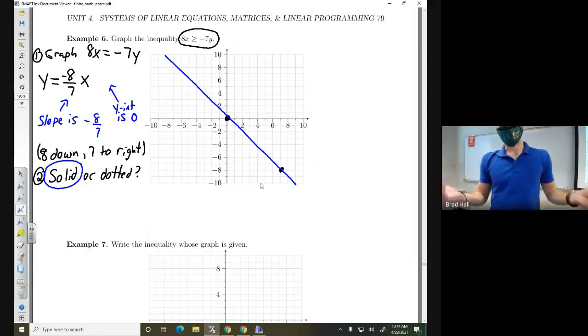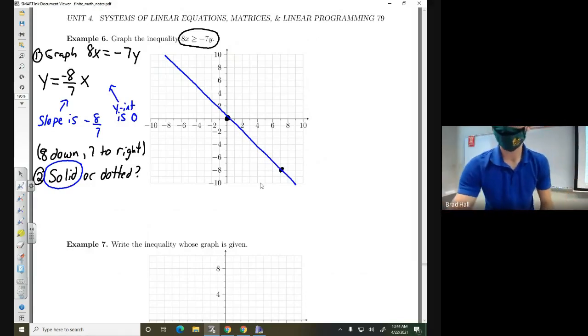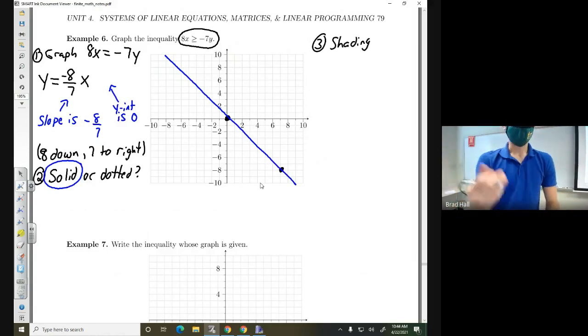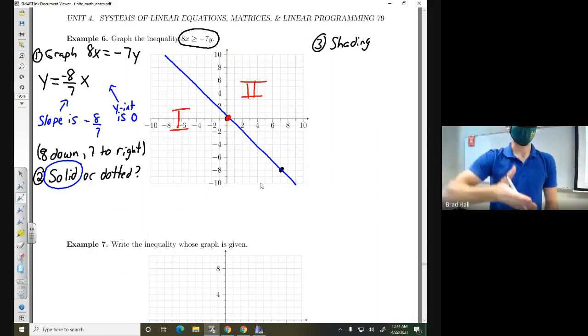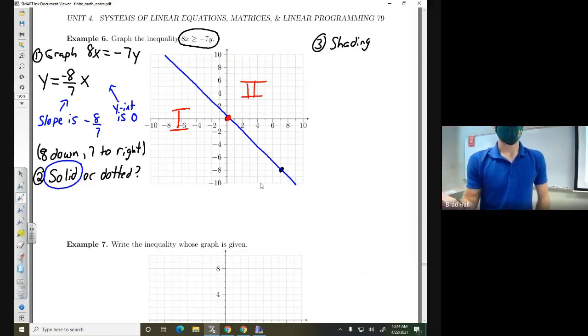Now we need to figure out which region to shade. Well, we can't pick the point (0, 0). Because here's one region, here's another region. The line splits right between them, so (0, 0) is not in any region. We can't really pick it. Because if (0, 0) satisfies everything, then what region do we shade? We don't know. Instead, I'm going to pick another point.